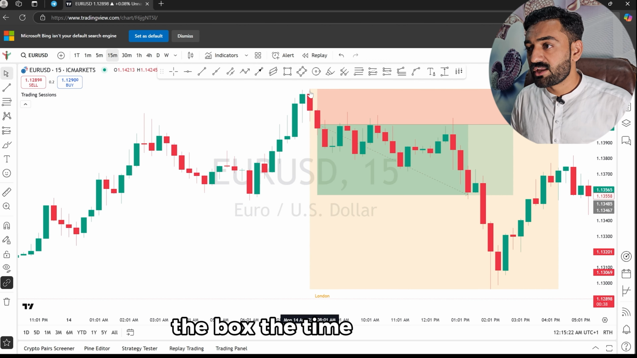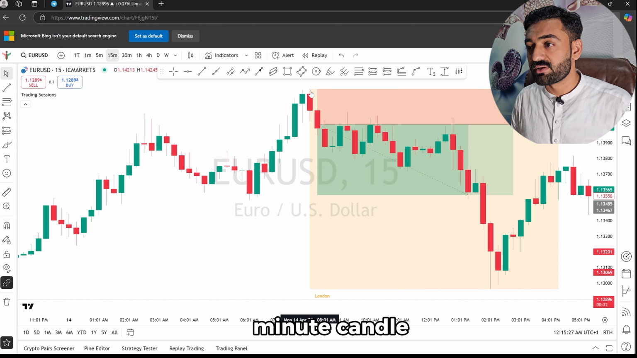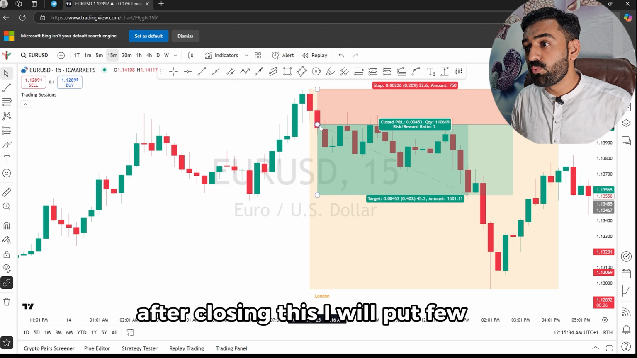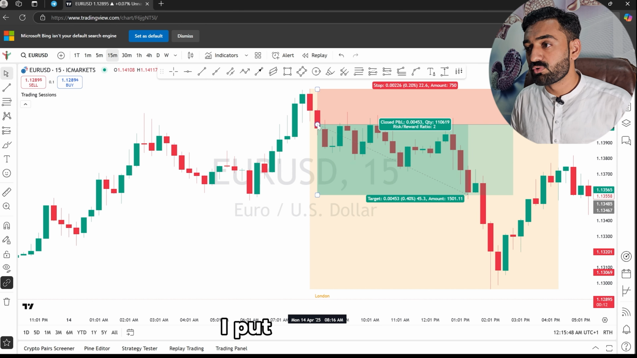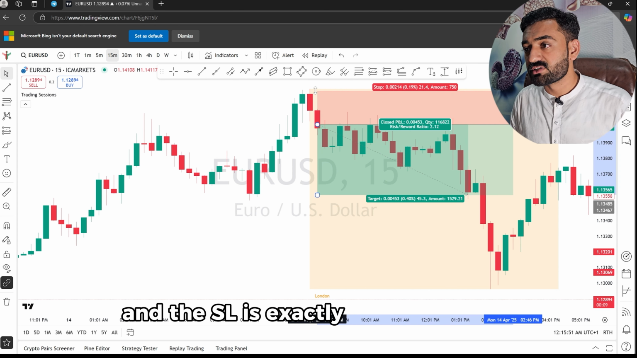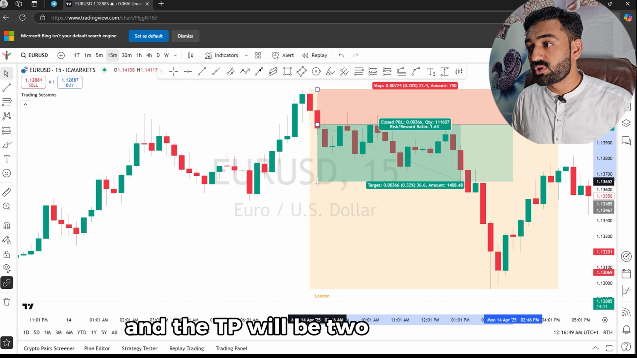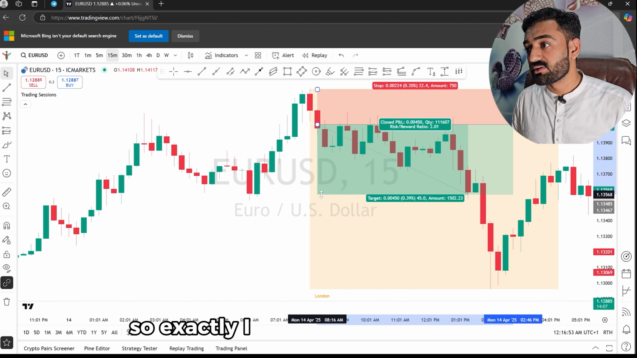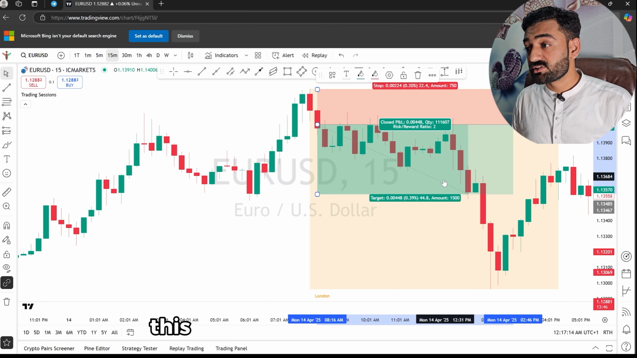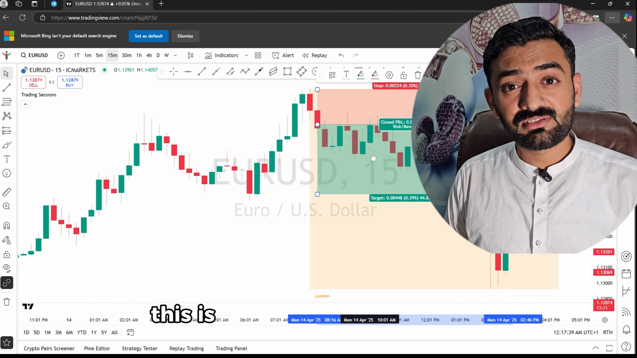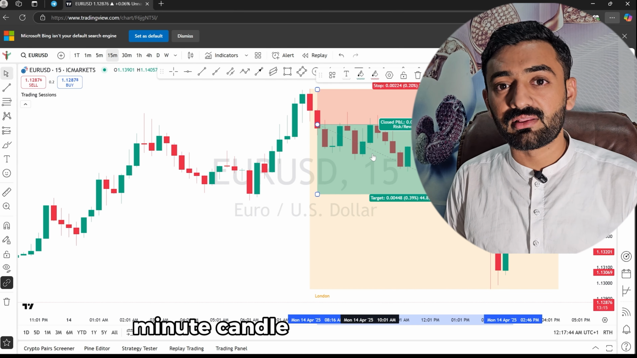The box time started here, and I will wait for the closing of the first 15-minute candle. After it closes, I will place an order a few pips below. I'm using 5 pips below the low of the first candle. I put a sell stop here, and the SL is exactly the high of this candle, and the TP will be 2 times the SL, so I adjust it to 2. Within the session, this trade hits the TP, and that's it. This is a minimalist and simple strategy based on the breakout of the first 15-minute candle in the London session.